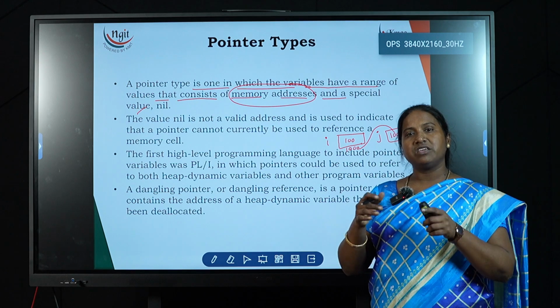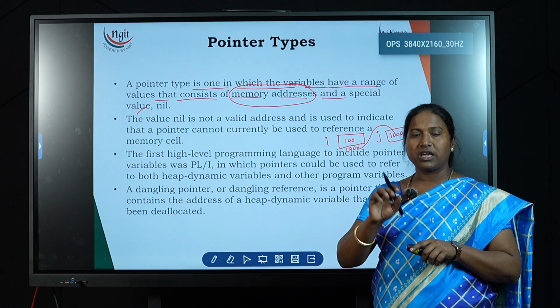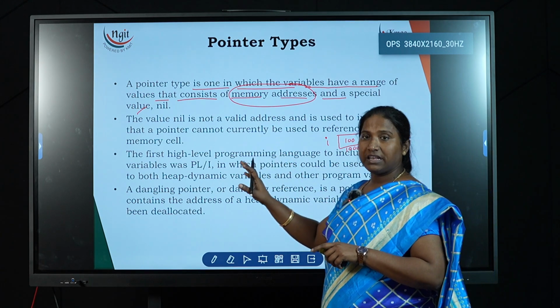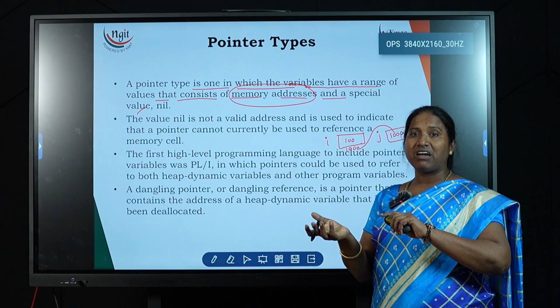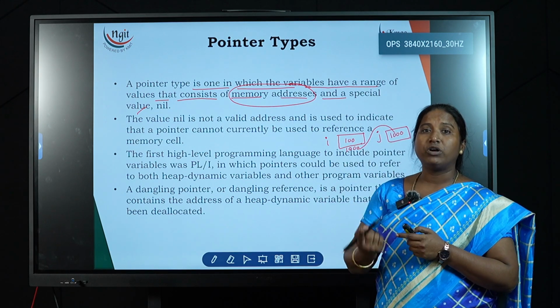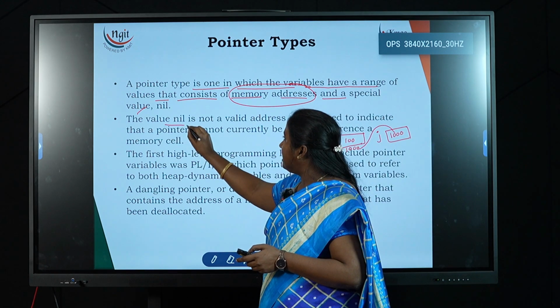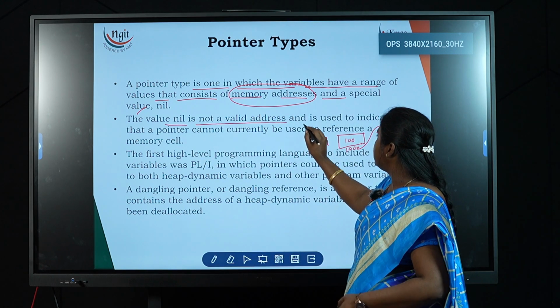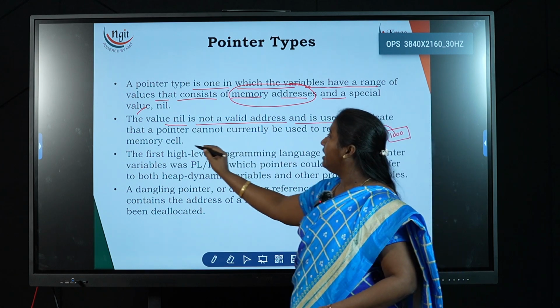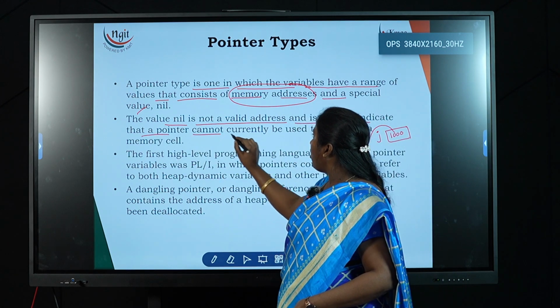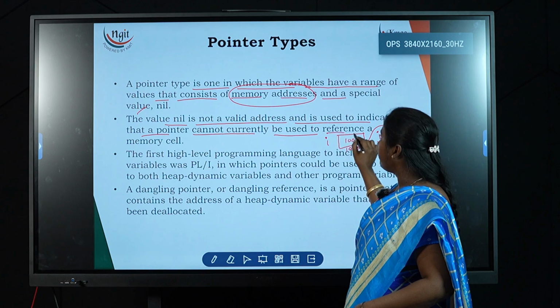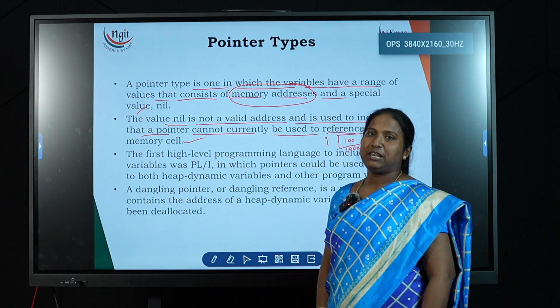Otherwise it may even consist of nil. A pointer can have nil. I will tell you why it will have nil, and if it has nil, what kind of pointer it is, that we'll discuss. Now, the value nil is not a valid address and is used to indicate that a pointer cannot currently be used to reference a memory cell, right?